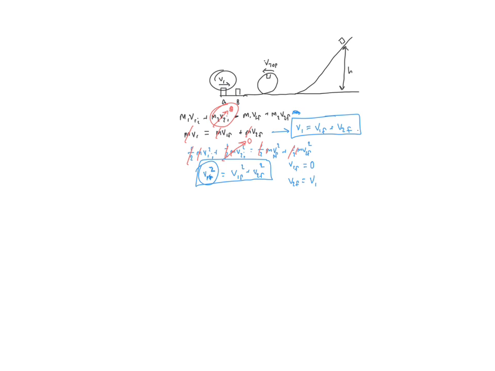In other words, remember what happened initially. We had v1 initial equal to v1, and v2 initial equal to 0. It was initially at rest. Now with the final velocities we've just solved for, we have v1 final equal to 0, and v2 final equal to v1.